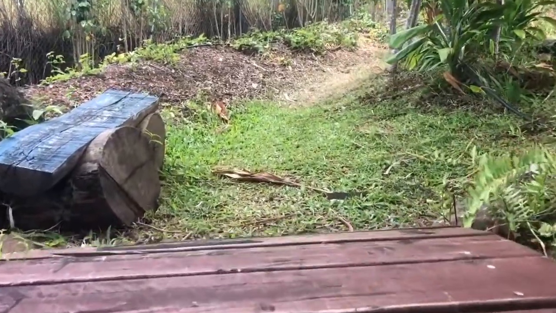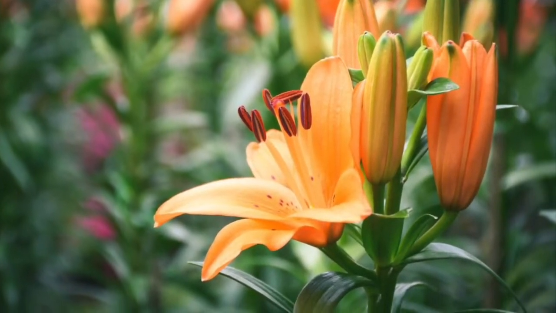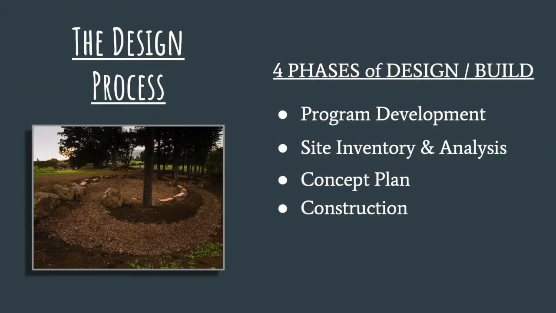The school's faculty warmly embraced the concept, and the design process for the newly envisioned Peace Garden began in earnest during the spring of 2014. Designing and building a garden can be a bit of a messy process. But basically, there's 4 phases of a design-build project. The first phase is looking at program development. The second one is site inventory and analysis. You're going to move on to the concept plan, and finally, construction.